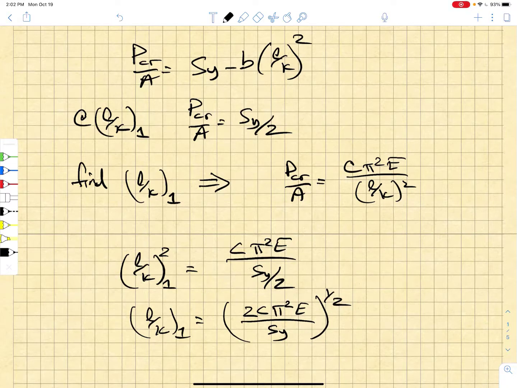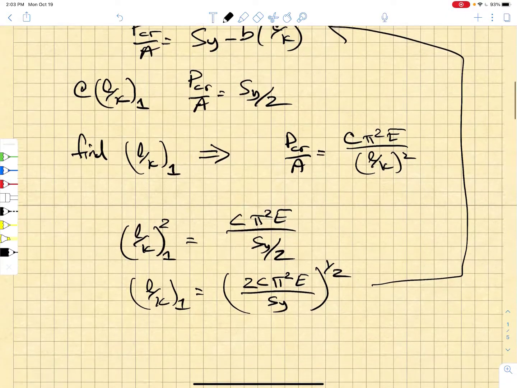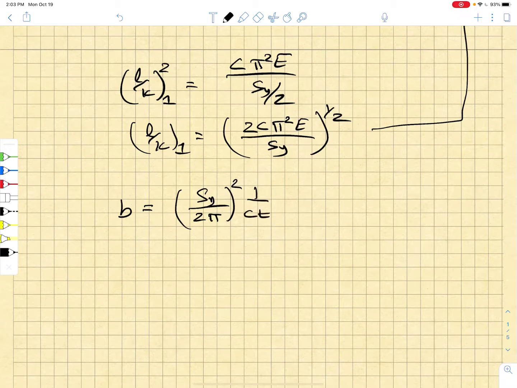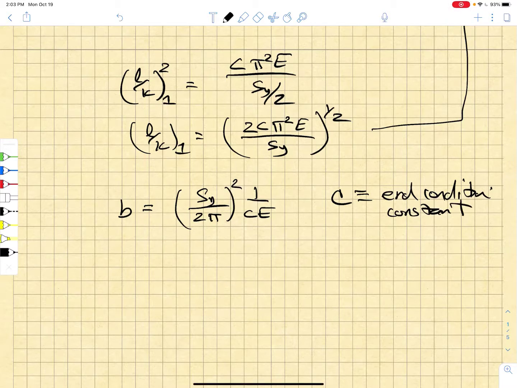So we go back to this formula up here. We plug in the L over K1 value and solve for B. And if we do that, we find that the constant B is simply the yield strength squared over 2 pi squared, divided by 1 over CE. And this C is the end condition, which varies depending upon whether we have pinned or fixed or whatever. So this is the easy way for us to solve the parabolic formula.